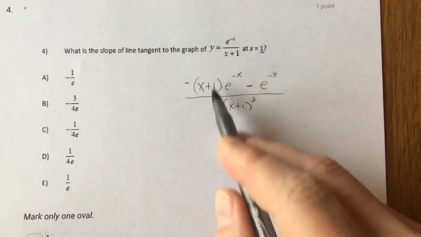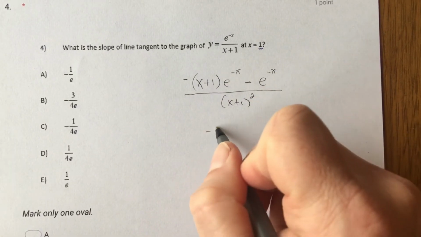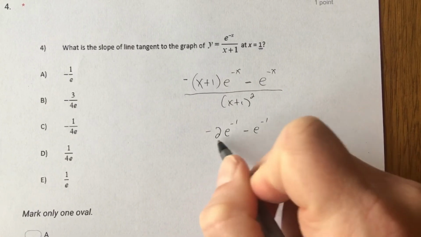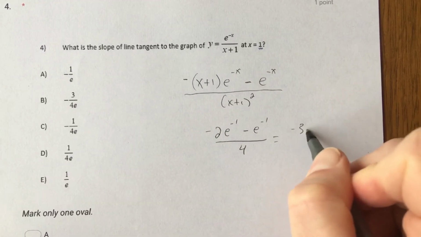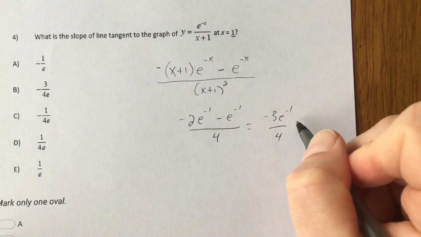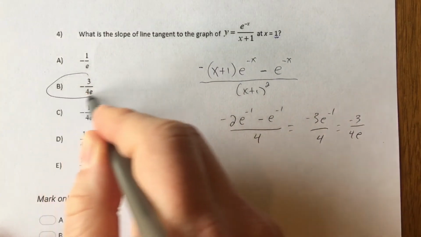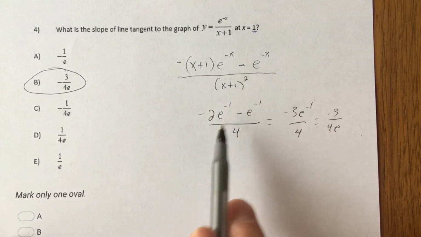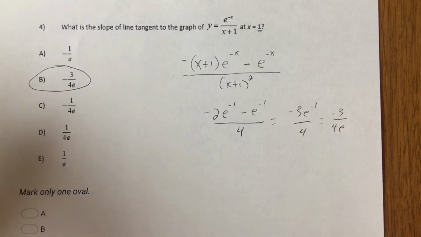Okay, so this is our derivative, and if you did that, be encouraged. We're going to put 1 in, and that's going to give us negative 2e to the negative 1 minus e to the negative 1 over 2 squared, which is 4, which gives us negative 3e to the negative 1 over 4, and e to the negative 1 means it can flip over, so we get negative 3 over 4e, and that's option B. Again, not too bad, it's just quotient rule, plug it in. Don't get too hung up on the 1 over e until the end, I think, but that's how we do that one.